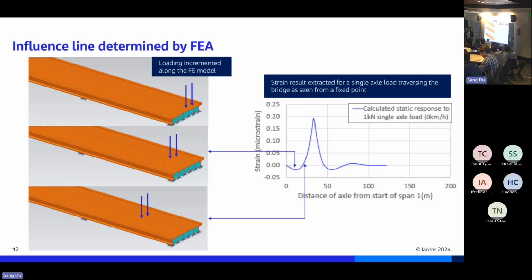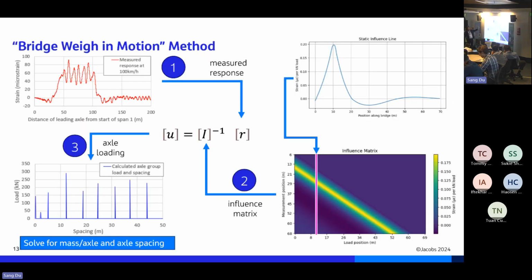For those who don't know the influence line model, you have a unit response from your observation point of a load, a unit load that goes through your bridge. You construct this unitary response from one viewpoint. So this is your measured response. Over there you have the influence lines. From the influence lines you have your influence matrix. You just invert your matrix, multiply that with your response, and then you get your axle load. These are the unknowns you want to solve.